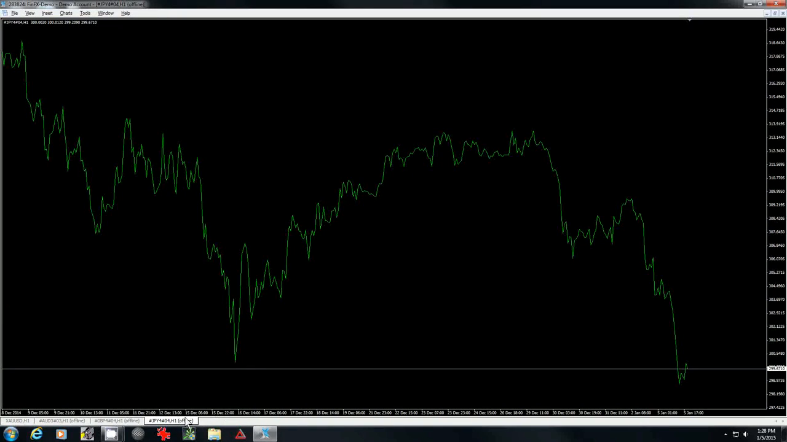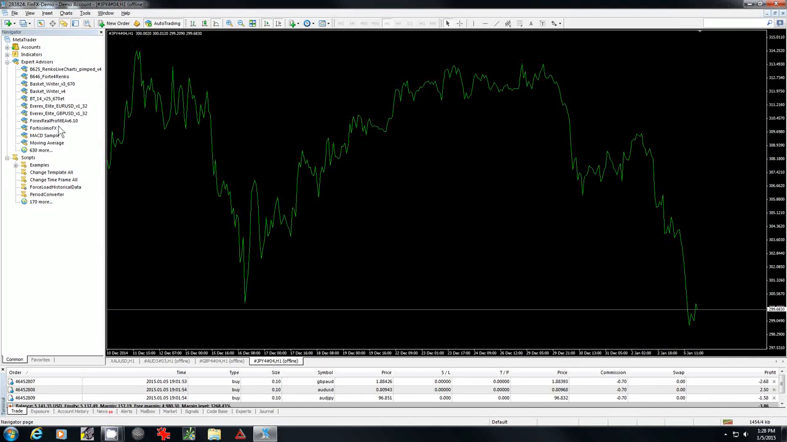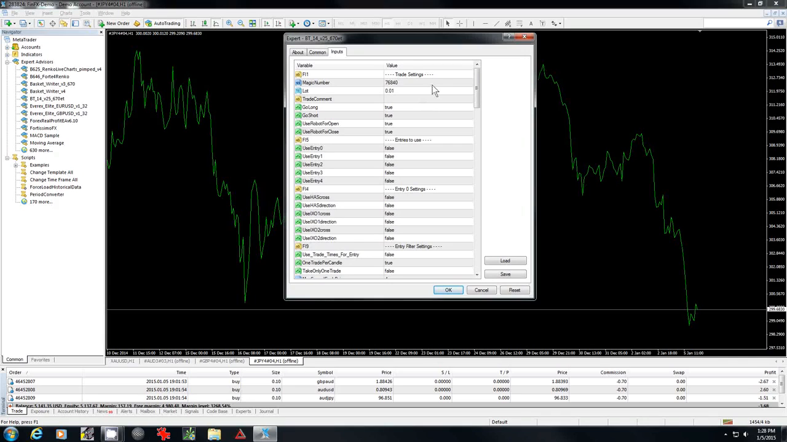Now we can go over here to our yen, and we'll put our basket trader on there. And remember to change this number. I've got to change this to 0.1 for this demo broker. And I don't think we'll be using any of these, so I'm just going to click OK.